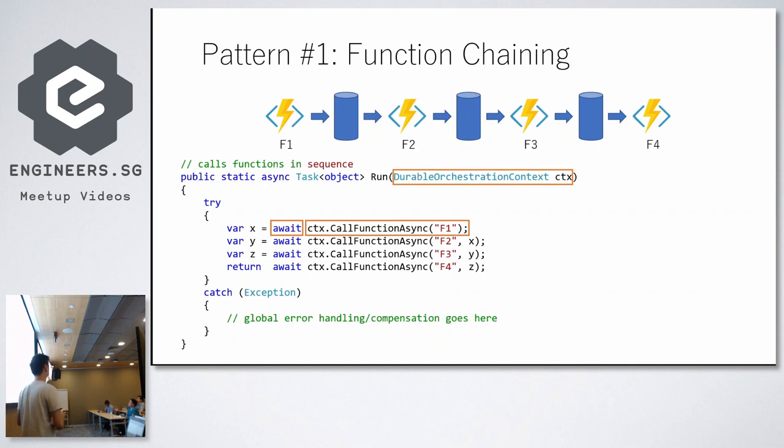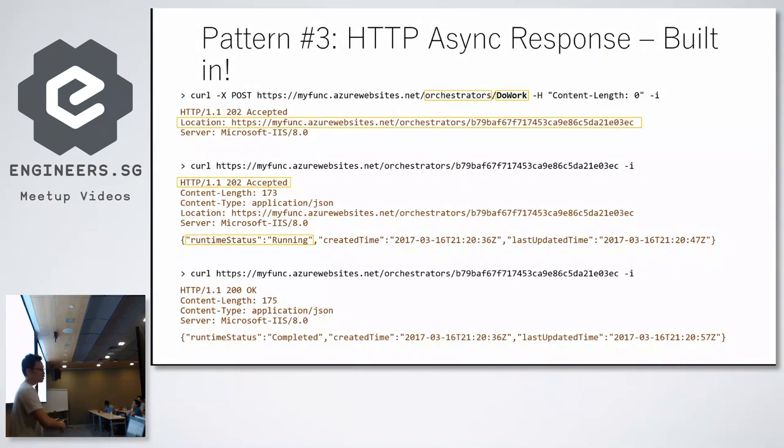Okay, so these are some of the outputs that you see, especially when you run a durable function. If you run an orchestrator and you say do work, it'll return you a location of an orchestrator instance ID. Now, this instance ID allows you to then query and ask, has my function been completed or not? It'll let you know in terms of this status here. So it's able to tell you whether this is pending, running, etc.